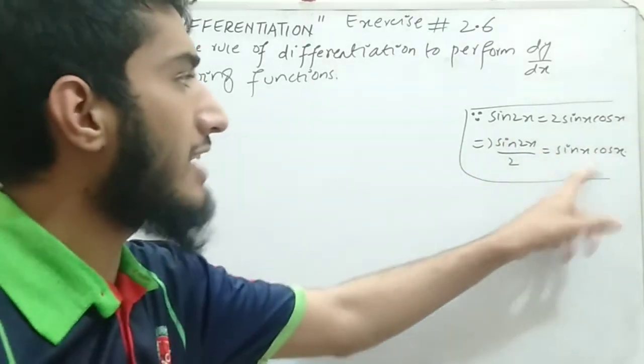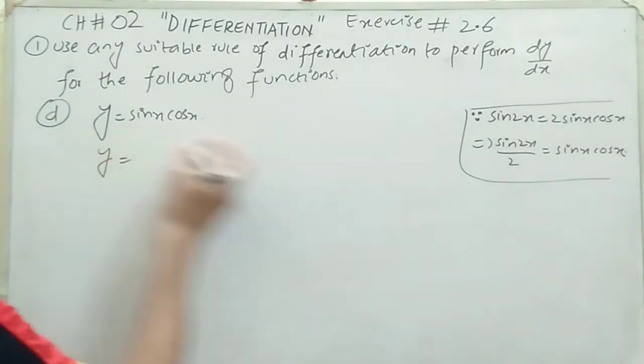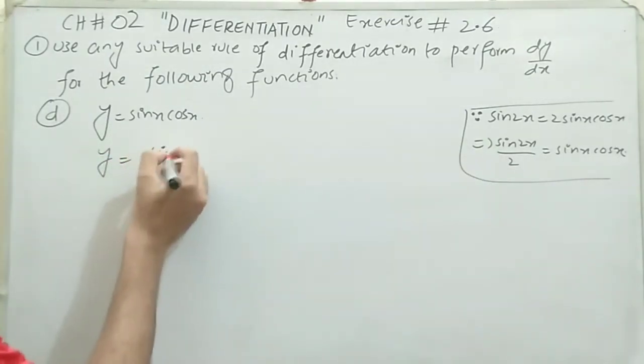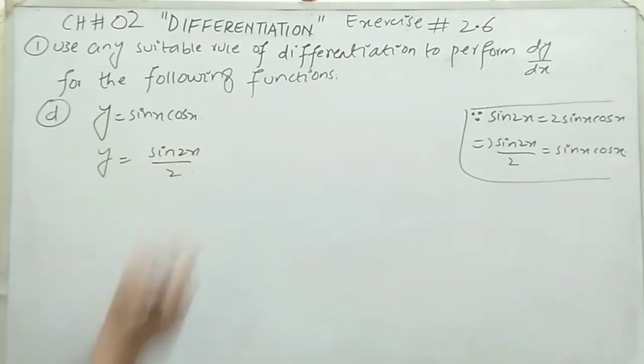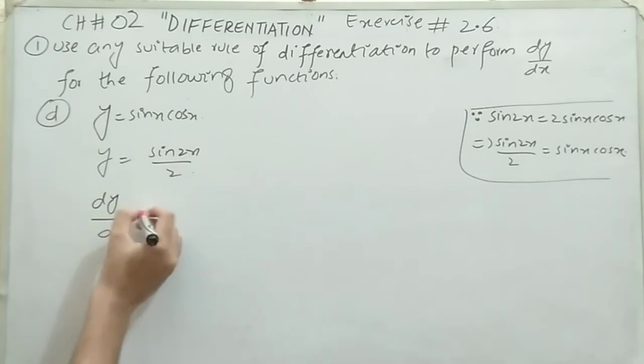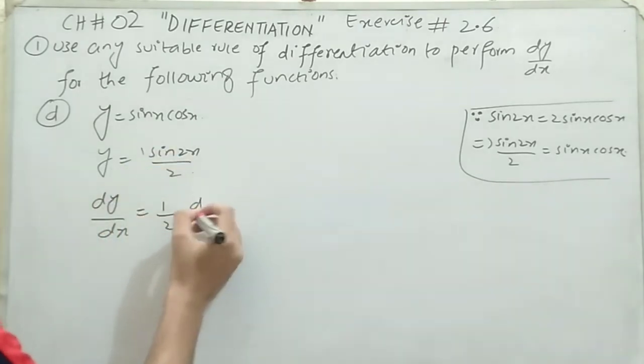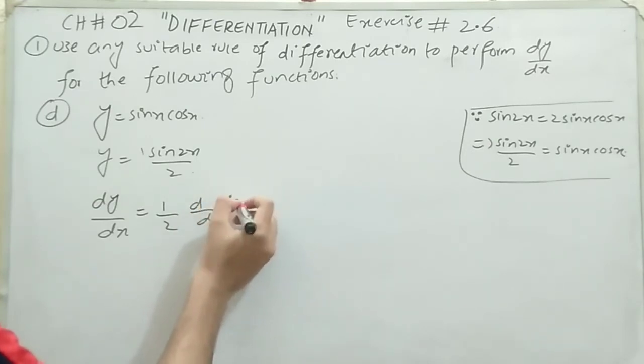So put the value of sin x cos x from over here. So it becomes y is equal to sin 2x divided by 2. Now taking the derivative of both sides with respect to x, it becomes dy by dx will be equal to 1 over 2, which is a constant, so take it outside, and the derivative of the inner function, which is sin 2x.